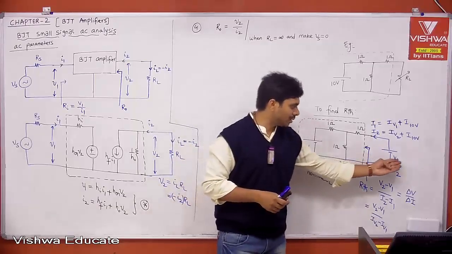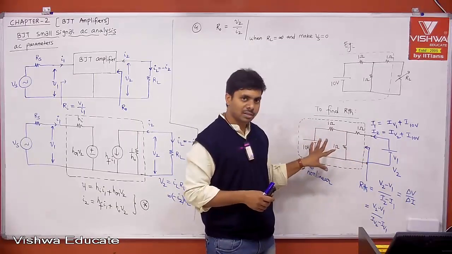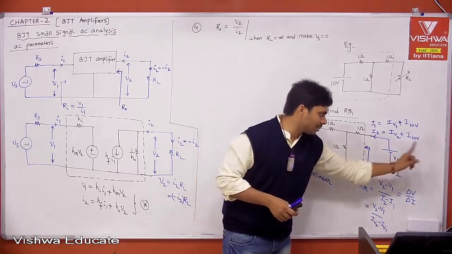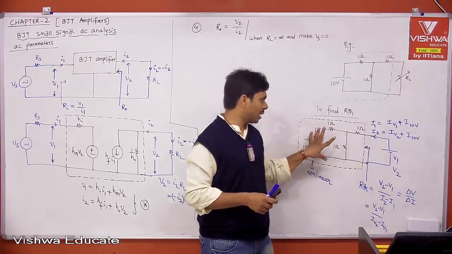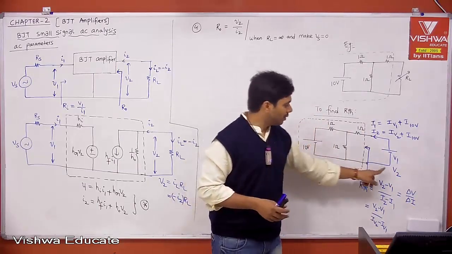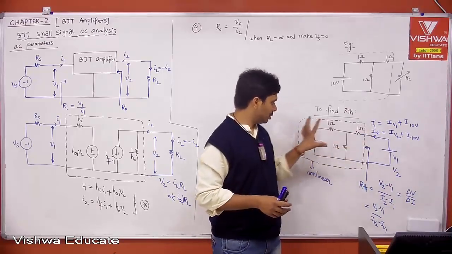Now, you apply some V1 and get I1 using nodal analysis. Apply some V2: like V1 is equal to 10 volts, V2 is equal to 20 volts. When V1 is equal to 10 volts, get I1 using nodal analysis like a network problem. Then with V2 equal to 20 volts, calculate I2 using nodal analysis.